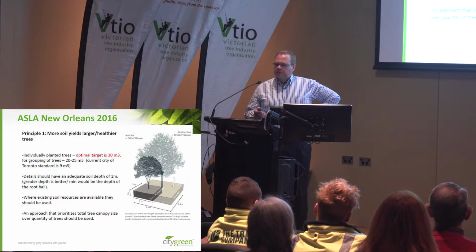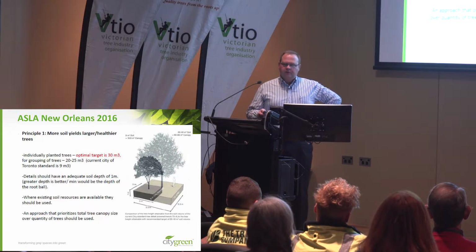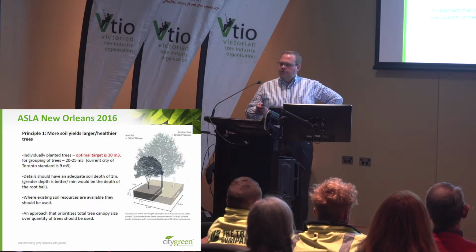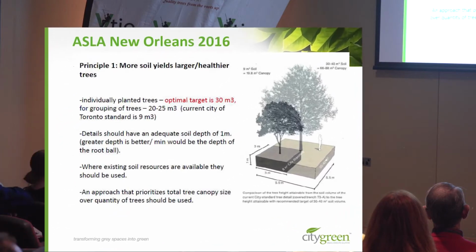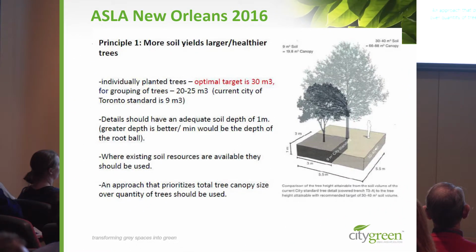So the volume of soil that we provide directly influences the size of the canopy we get. But what we're going to talk about now is reverse engineering that, working back to a soil volume from a target canopy cover.